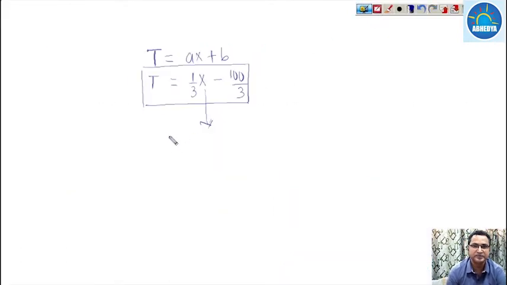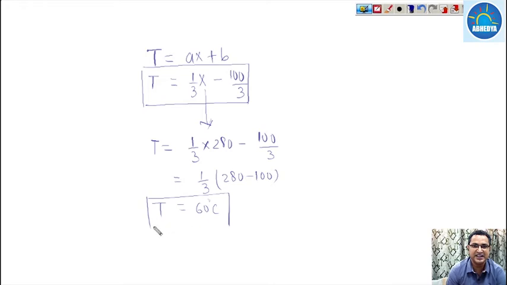So T is equal to 1 upon 3 into 280 minus 100 upon 3. So 1 upon 3 common, 280 minus 100. 280 minus 100 is 180. 180 divided by 3 becomes 60. So the temperature will be 60 degrees centigrade. So when the new thermodynamic scale reads 280 degree R, correspondingly the temperature will be 60 degrees centigrade.